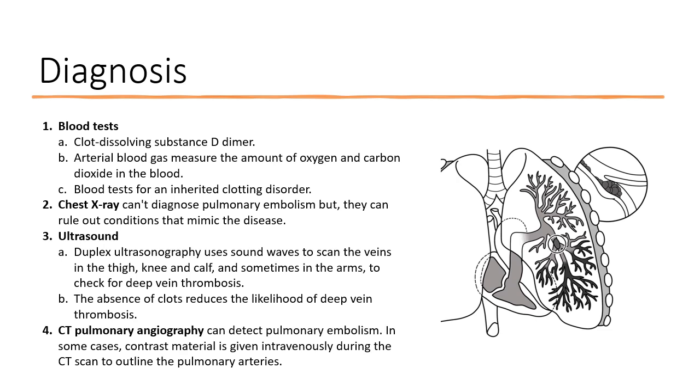First, blood test. Blood-dissolving substance like D-dimer. High levels may suggest an increased likelihood of blood clots, although many other factors can also cause high D-dimer levels. Arterial blood gas measures the amount of oxygen and carbon dioxide in the blood, and pulmonary embolus may lower the level of blood oxygen. Also, blood test for inherited clotting disorders.